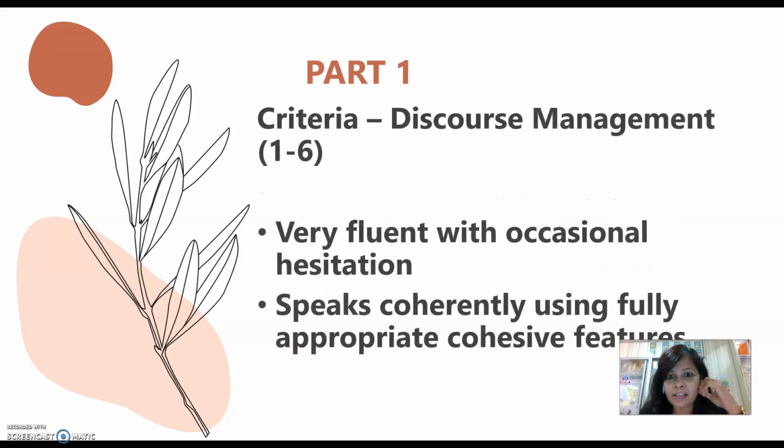Next is discourse management. Very fluent with occasional hesitation. Some of you may want to join the Toastmasters Club, because how do we test the fluency? With the number of er's. So try to minimize your er's while speaking, and speak coherently using cohesive features. You can use speech markers like firstly, secondly, nevertheless, furthermore, although, and my last final point. All those cohesive devices are essential to add to how well you are speaking.